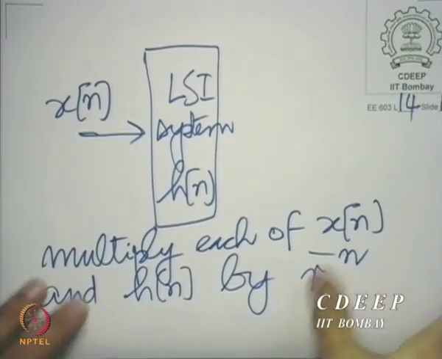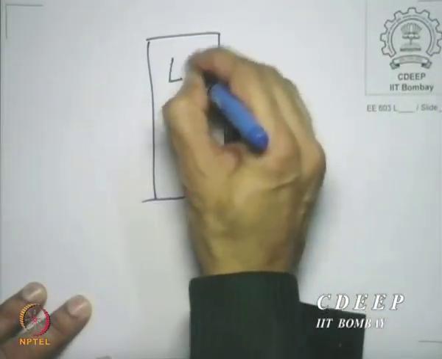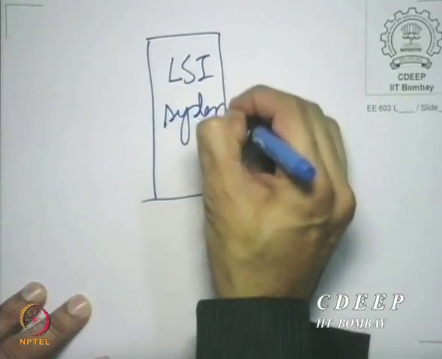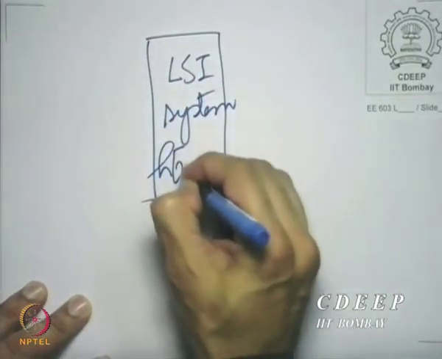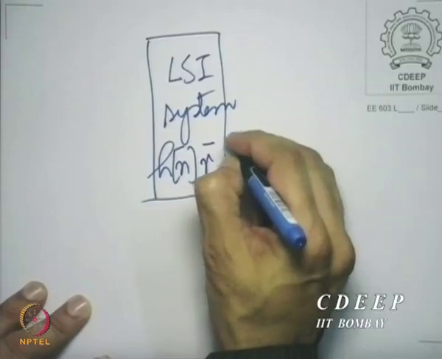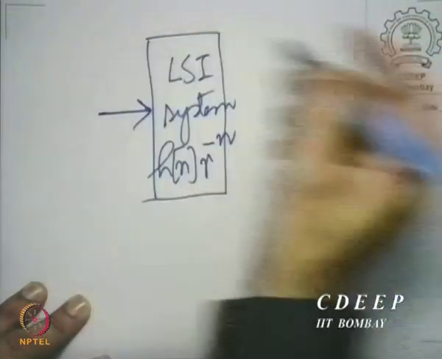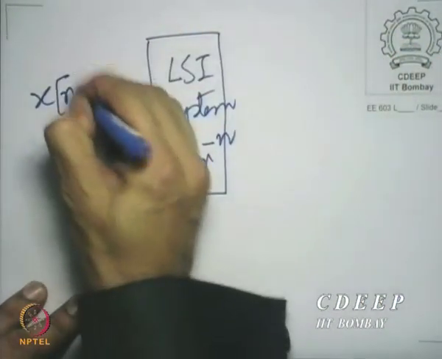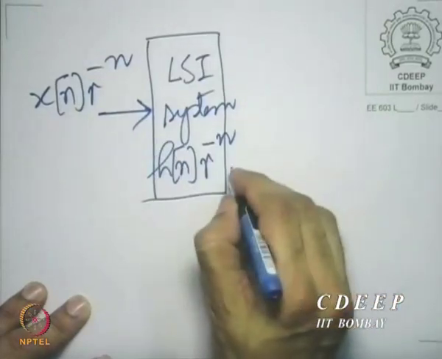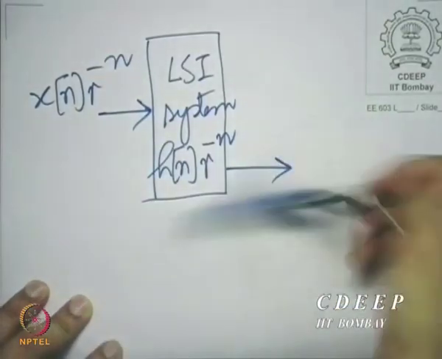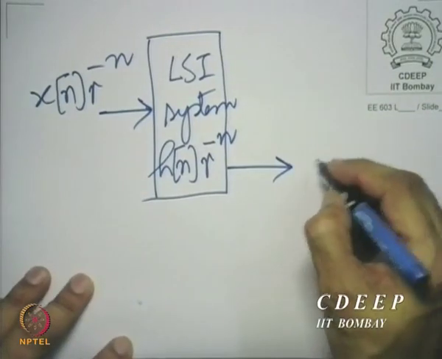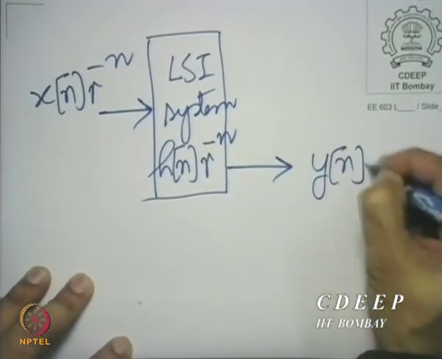And now, you can use the property of the discrete time Fourier transform. You could now treat x, you see, the beauty is that now the same LSI system, but now the impulse response should be viewed as h n r raised to the power minus n. And here we have x n r raised to the power minus n given as the input. The beauty is that you would get, instead of y n, y n r raised to the power minus n.